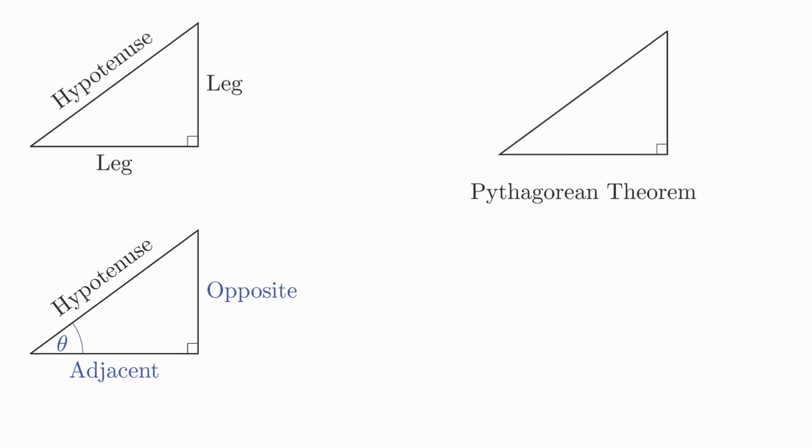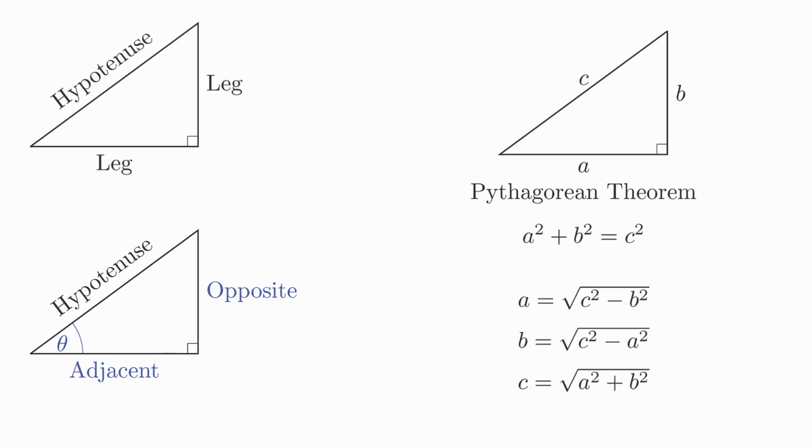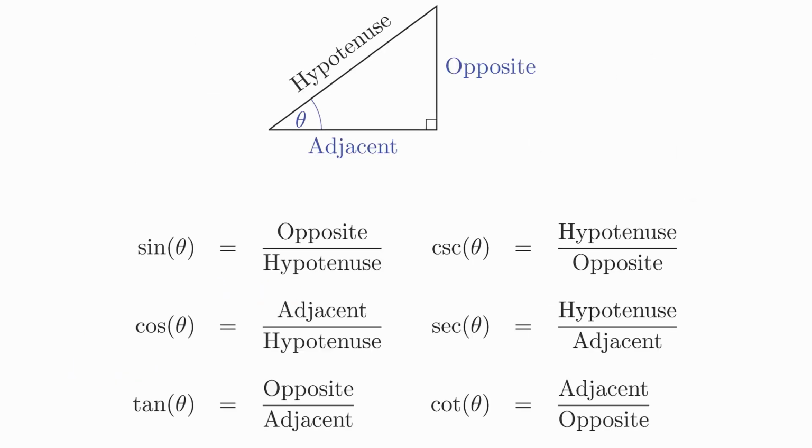The Pythagorean theorem gives us a mathematical relationship between the sides of right triangles. If a and b are the lengths of the legs, and c is the length of the hypotenuse, then a squared plus b squared equals c squared. This formula allows us to find the length of the third side of the triangle if we know just two of them. All six trigonometric functions can be defined in terms of these relationships.